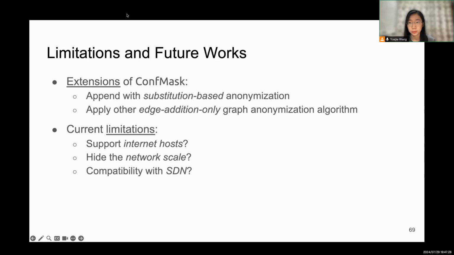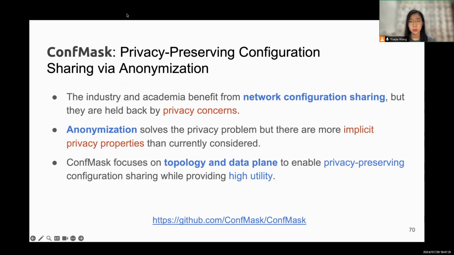In conclusion, the industry and academia could benefit a lot from sharing network configurations, but first, we need to remove the privacy concerns. Anonymization is commonly used for privacy preservation, but we notice many implicit privacy properties included in the configurations, which existing works fail to consider. In ConfMask, we propose an anonymization workflow focusing on the implicit sensitive data, including the topology and data plane. And ConfMask generates anonymized configurations that achieve both privacy and utility properties. ConfMask is now open source on GitHub in the link below.